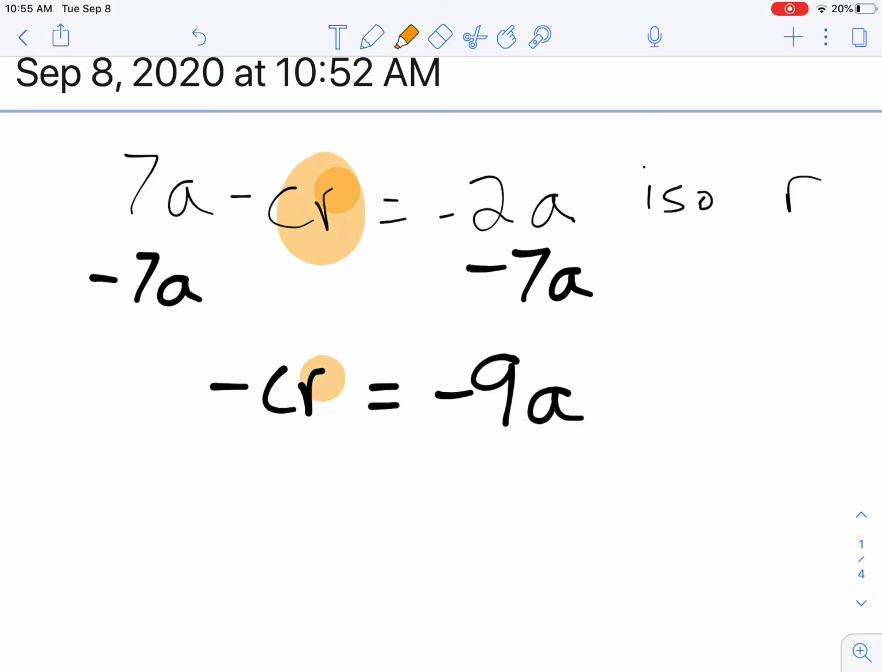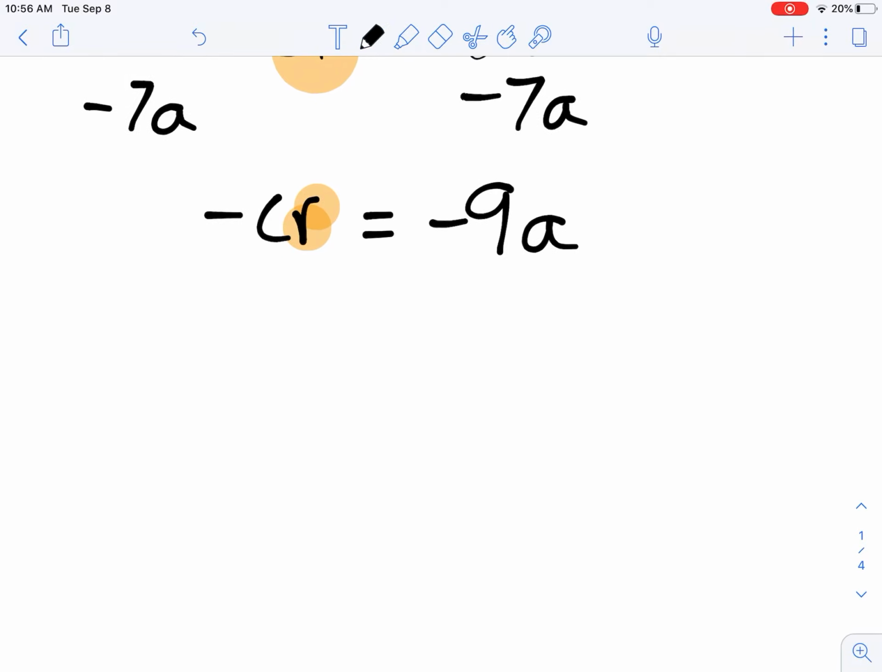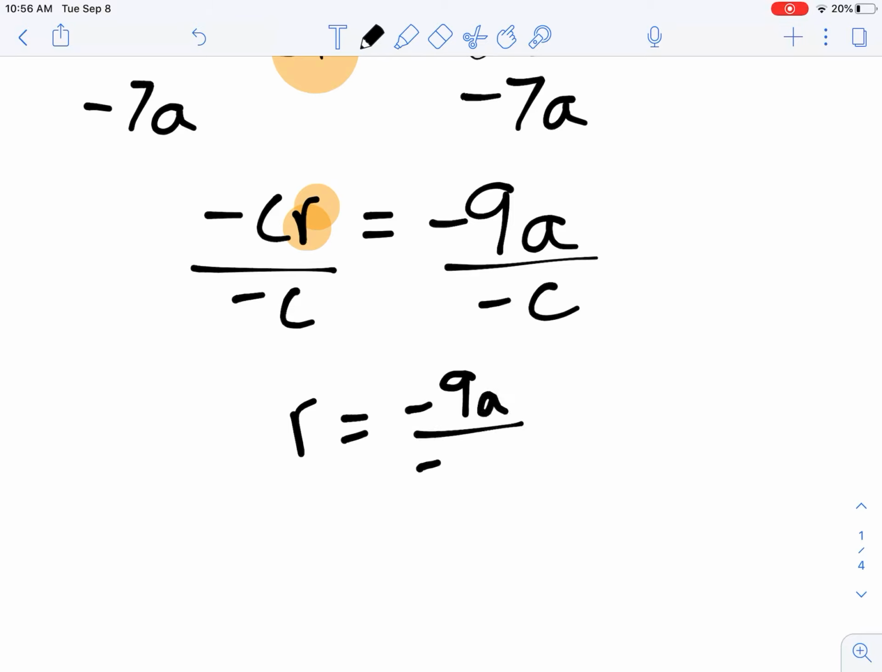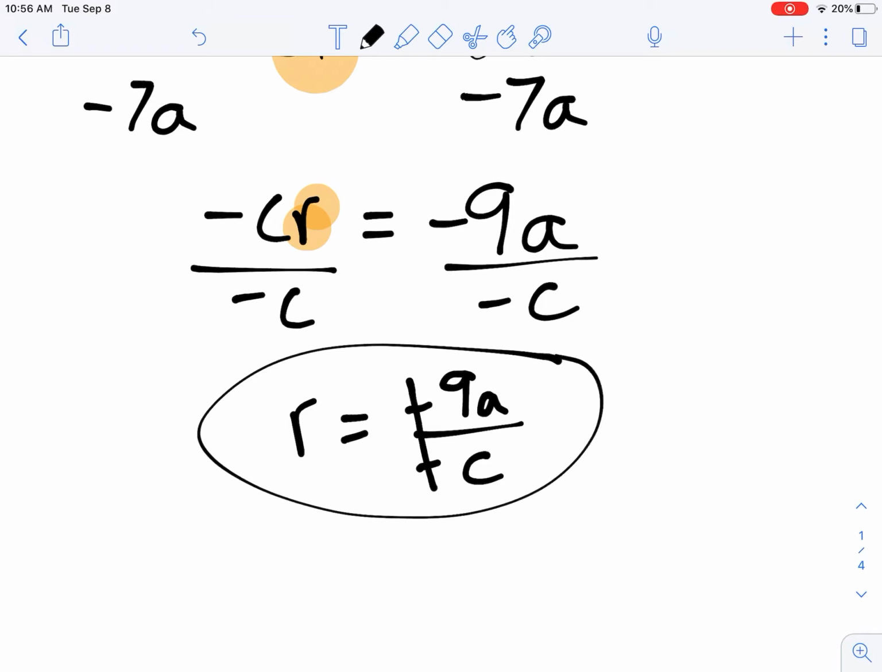Now, I just want R to be all alone. So I am now going to look at the negative CR. That's really a negative C times R. So in order to break that multiplication, I will divide by a negative C. So R will equal negative 9a over negative C. Two negatives make a positive, so this is my solution, 9a over C. That is what R is equivalent to.